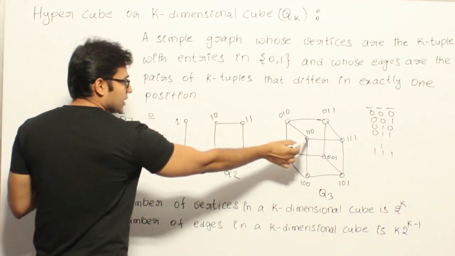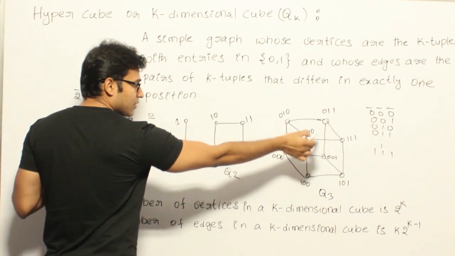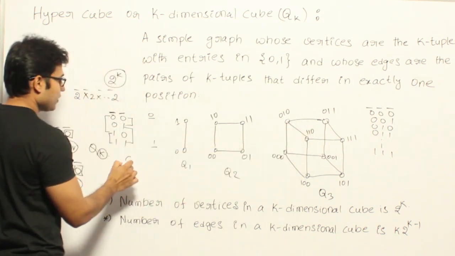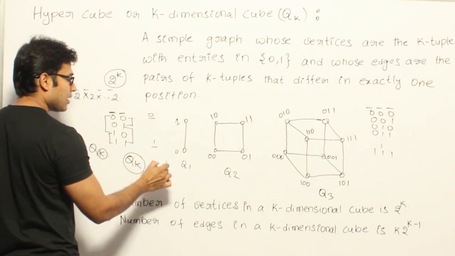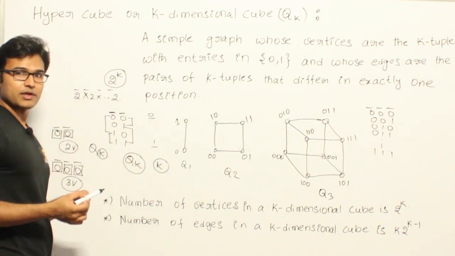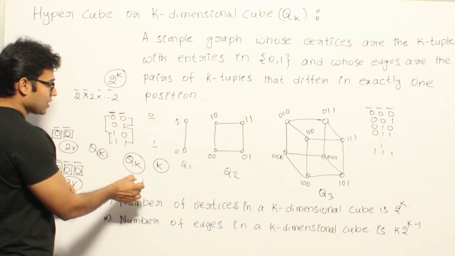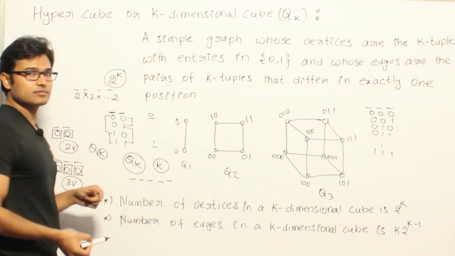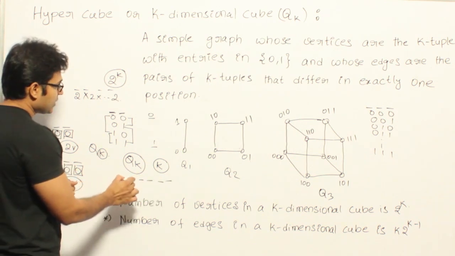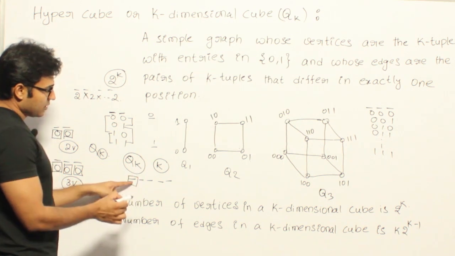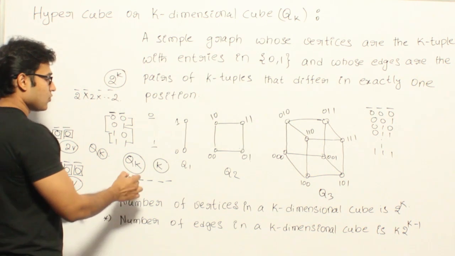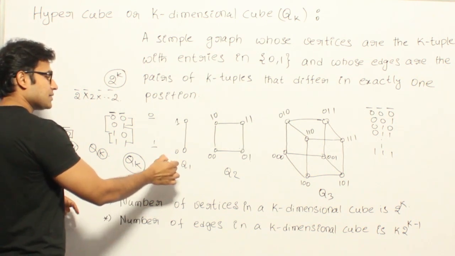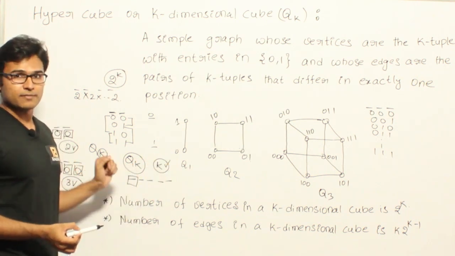In Q3 each vertex can be adjacent to 3 other vertices. Similarly in Qk each vertex can be adjacent to k other vertices. Got it? Why? Because you are going to have a tuple of k values, k bits, and each bit can differ by 1 in order to get another vertex to which it is adjacent.